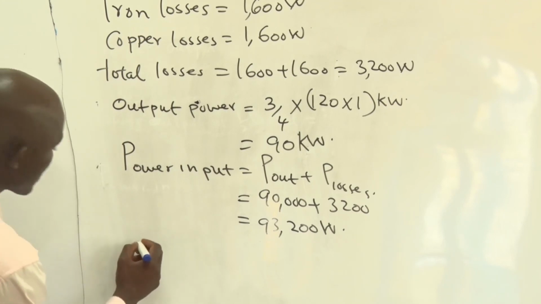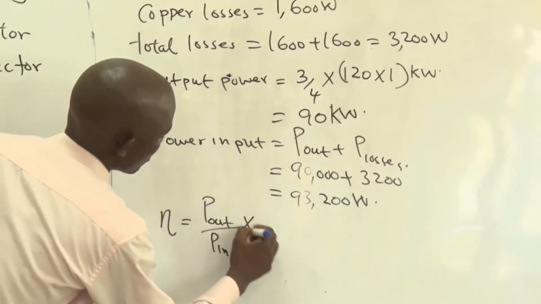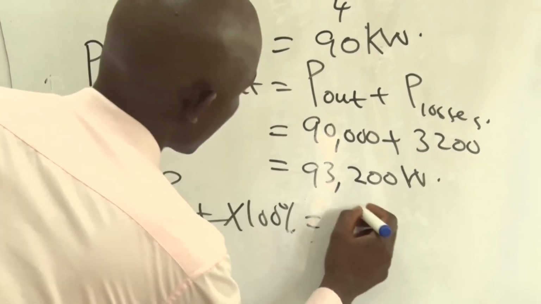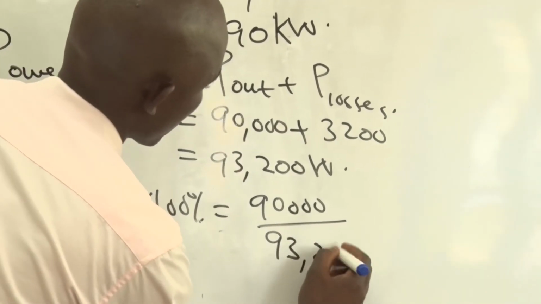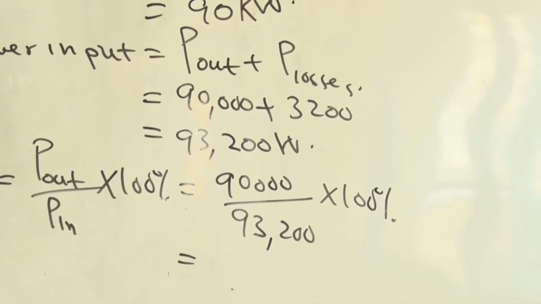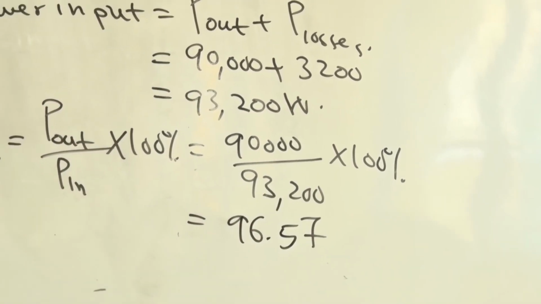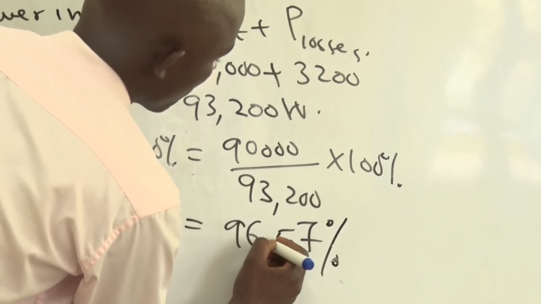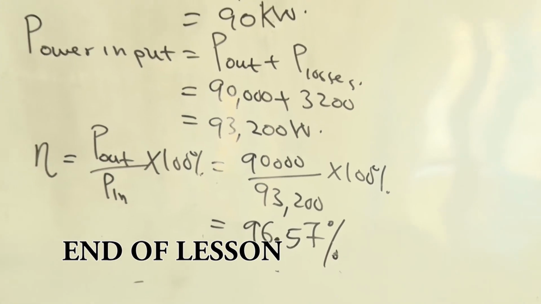So we can now move a bit faster and get the efficiency. We know efficiency is equal to P out over P in multiplied by 100%. The power output is 90,000 divided by 93,200 multiplied by 100%. Remember, if you do your calculation, it should give you 96.57%. So the maximum efficiency is 96.57%. So we will stop there.